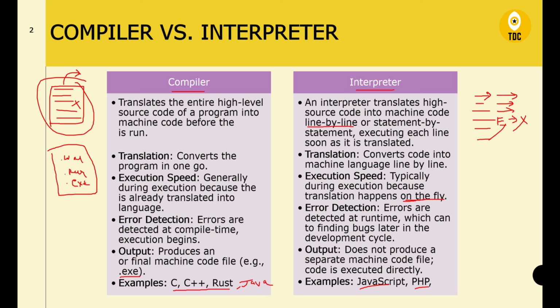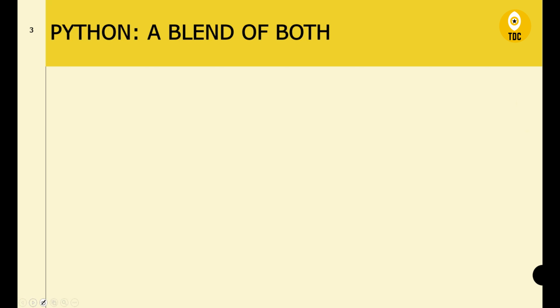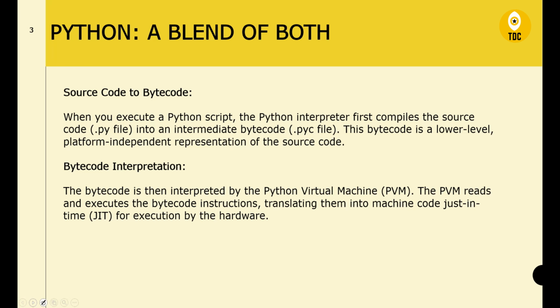And now that we know what a compiler is and what an interpreter is, we'll quickly jump to what exactly Python is doing. Whether Python is a compiled language or an interpreted language, what exactly is Python? Python is a blend of both. The designers of Python were smart enough to utilize the benefits of both interpreter and compiler, and they have bundled it in such a way that it has the benefits of both. And how exactly is Python using the blend of both? First is source code to bytecode, and second is bytecode interpretation. So when converting source code to bytecode, it is using compilation.